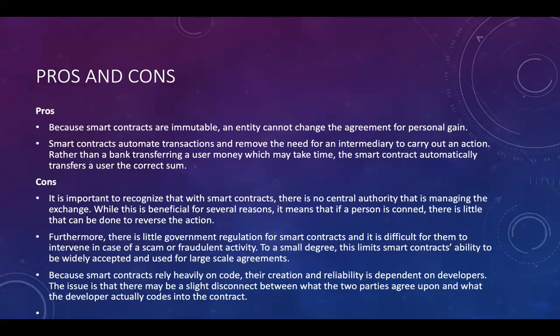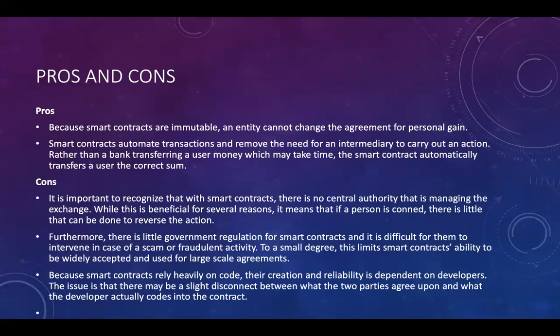So what are the cons of smart contracts? It is very important to recognize that with smart contracts, there is no central authority managing the exchange. While this is beneficial for several reasons, it means that if a person is conned, there is little that can be done to reverse the actions. Furthermore, there is little government regulation for smart contracts, and it is difficult for them to intervene in case of a scam or fraudulent activity. To a small degree, this limits smart contracts' ability to be widely accepted and used for very large agreements.